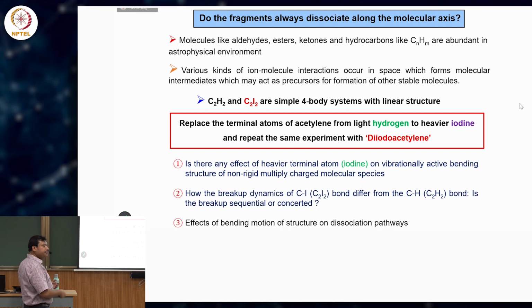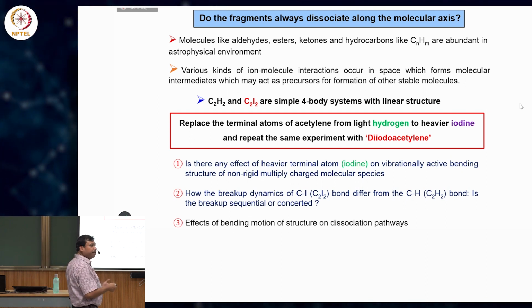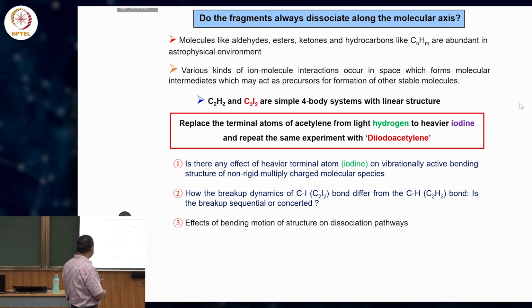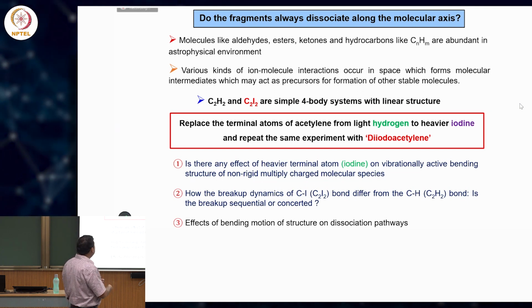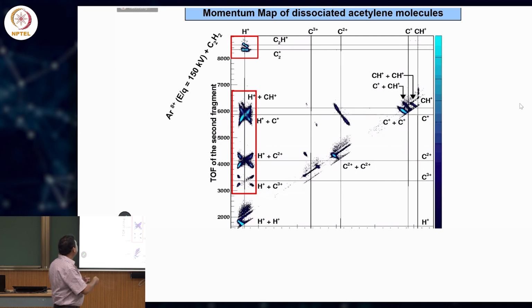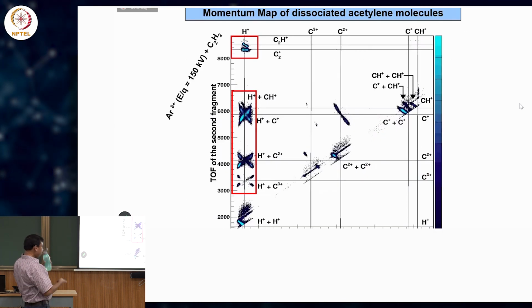Is the breakup sequential or concerted? Do both of them break in the same step or in separate steps? And is there bending motion in the structure, or does it remain linear at all? All these things we wanted to study, and we first studied this momentum map of the dissociated acetylene molecule.